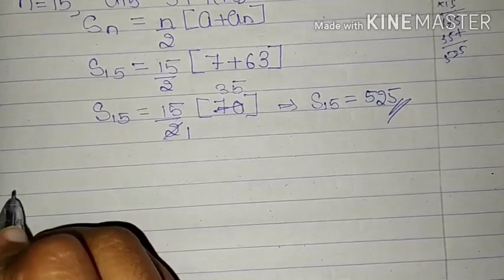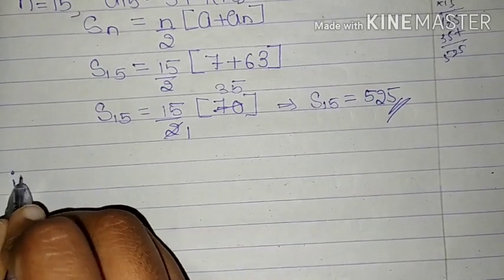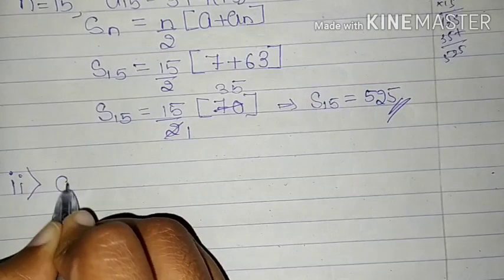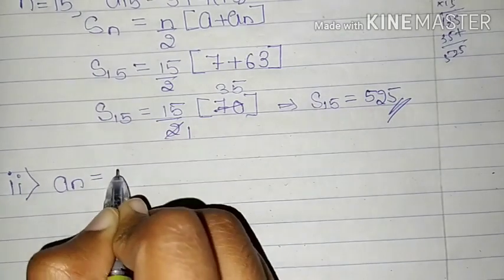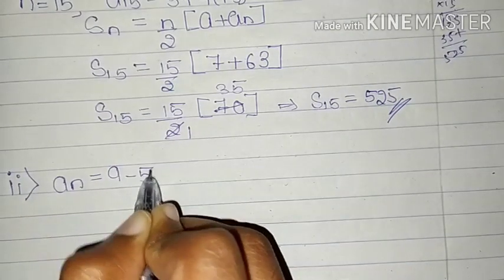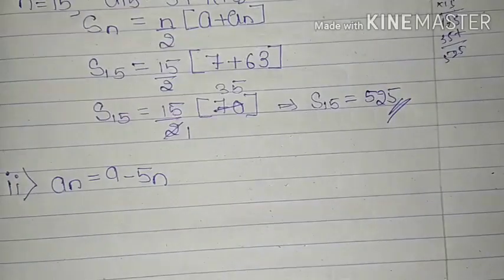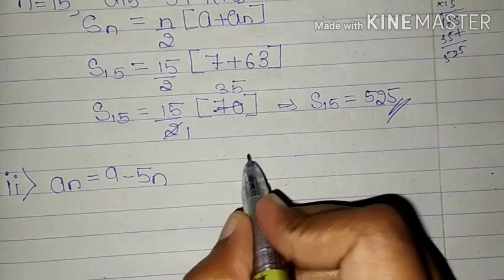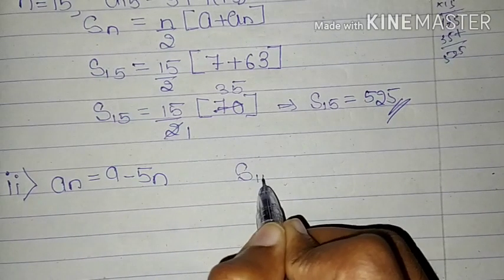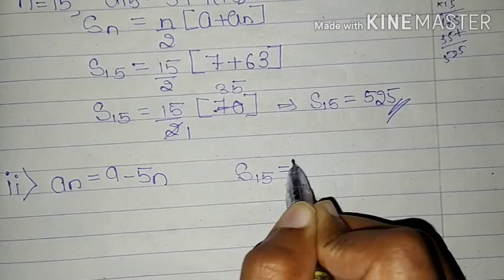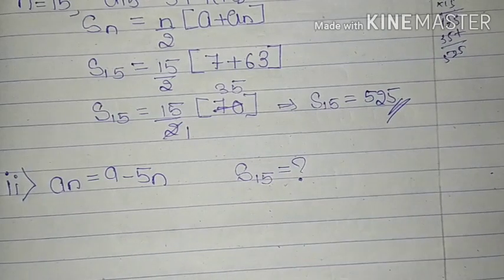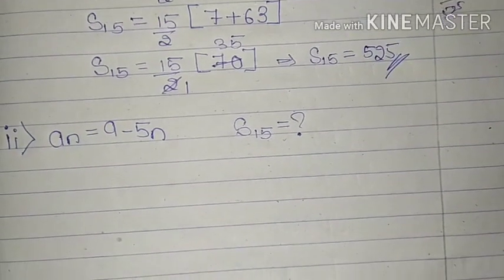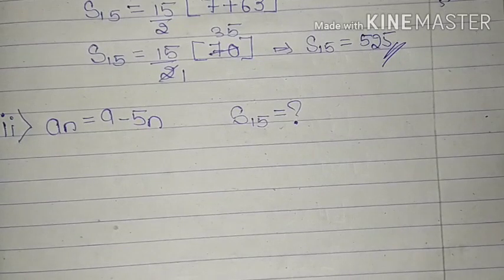Similarly, it's your job now to find whether this an is equal to 9 minus 5n will form an arithmetic progression, and if it forms an arithmetic progression, then you have to find the sum of first 15 terms of that arithmetic progression. Pause the video and try to work it out right now. Don't keep it pending.